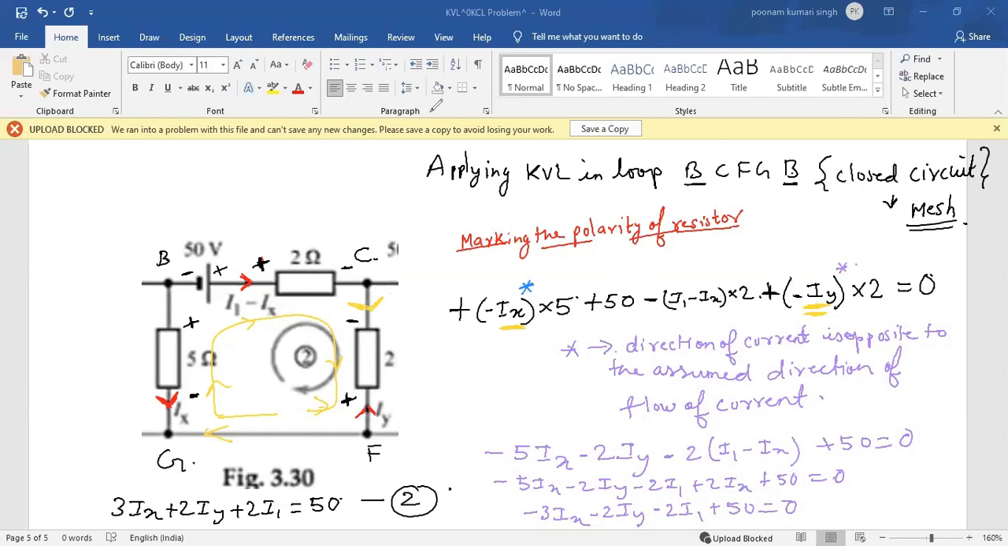Who asked this doubt? What is your name? Santosh, Santosh Kumar. Okay, Santosh, is it clear now? Yes, sir. Okay.